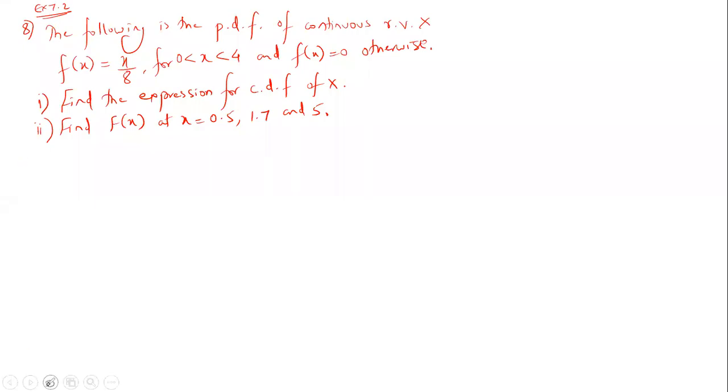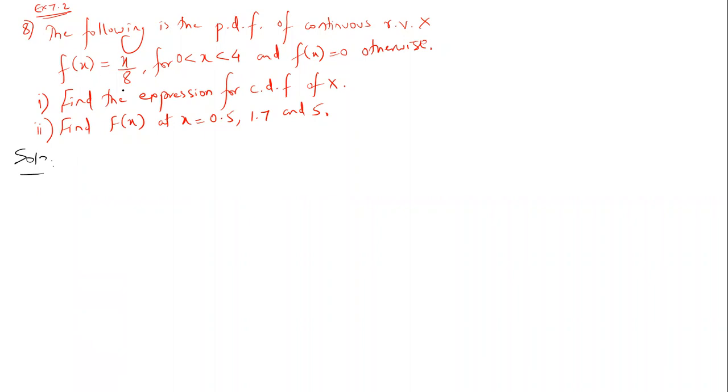We are looking at exercise 7.2. This is question number 8. Now let's see the solution of this question. The question is the following: is a probability density function of continuous random variable x.